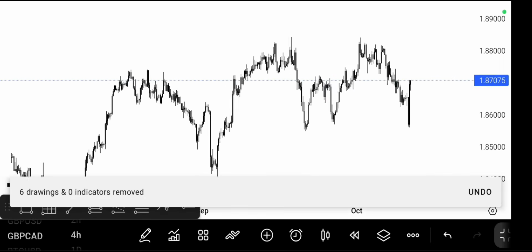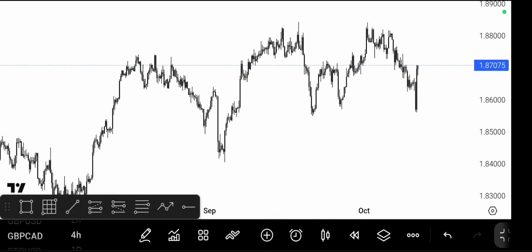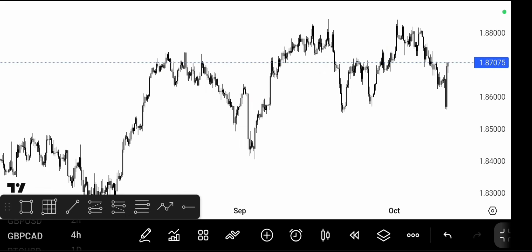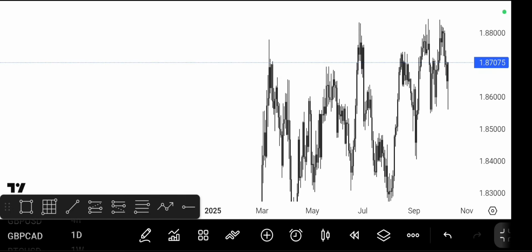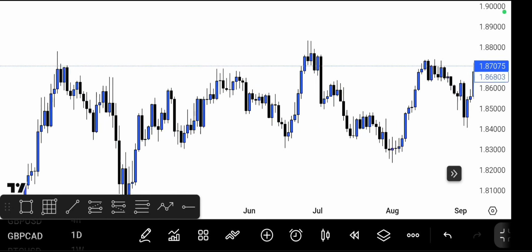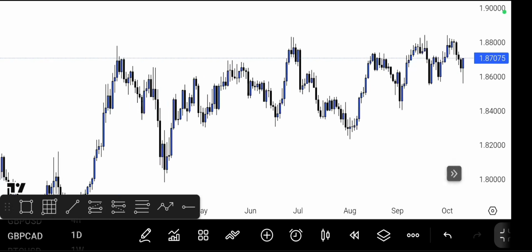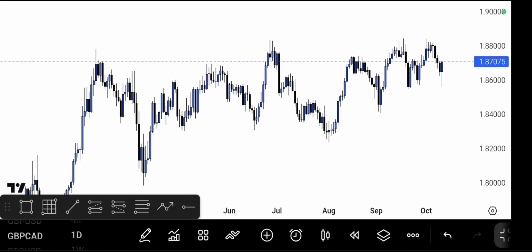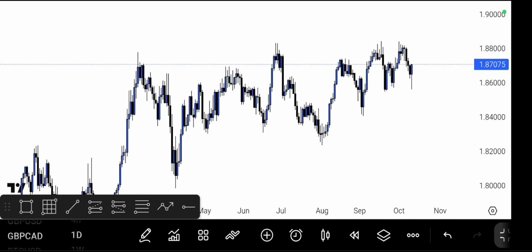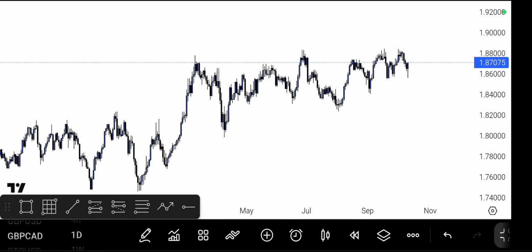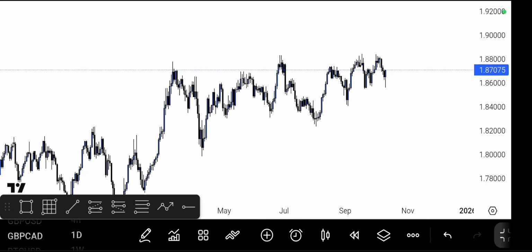So I'm going to show you an example of this playing out. For our example right here, we are going to use GBP CAD. Firstly, how we do the trade, we check the trend. The first thing we do is to verify the trend. So looking at the trend right here, we can see that obviously we are in an uptrend. The market is giving us a series of higher highs and higher lows.